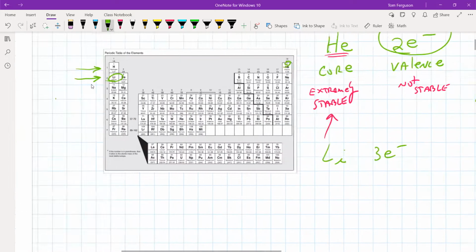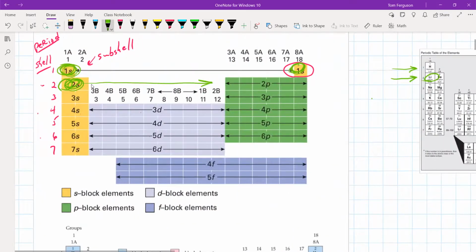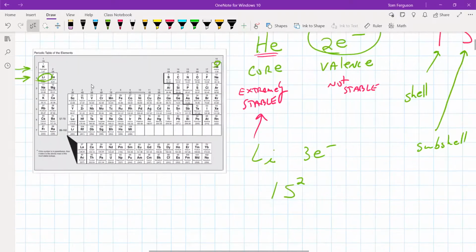Okay, so let's look at lithium now. So lithium has shell 1, it has S electrons, and there are 2 of them. And because lithium is in shell 2, we have to account for that 1 electron that's in shell 2. And that 1 electron is an S electron. Okay. Now, because it's in shell 2, that means it has core electrons.